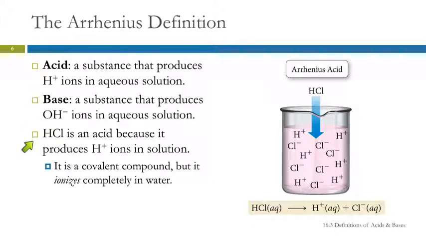So by this definition, HCl is an acid because when you put it in water, it produces hydrogen ions. It is a covalent compound. Hydrogen chloride is not an ionic compound. It's a gas in its pure form. But when you put it in water, it ionizes completely. So it forms ions. In water, the HCl ionizes, and we get hydrogen ions and chloride ions. And so it fits the definition of an Arrhenius acid.